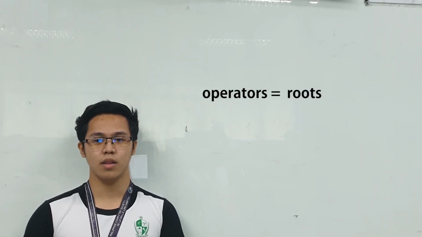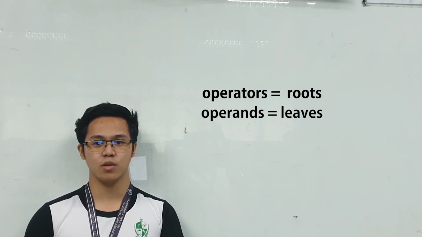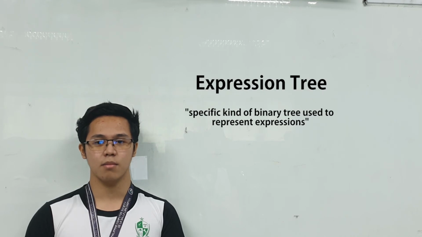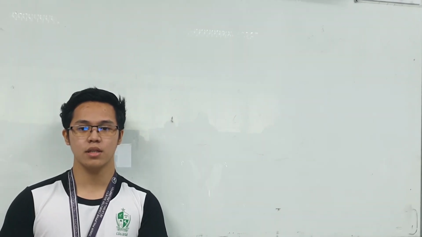The concept is similar to expression trees. The operators are the roots, while the operands are the leaves. Like in biology, roots can branch out while leaves cannot. A binary expression tree is a specific kind of binary tree used to represent expressions. Using the example from a while ago, here is how you can construct an expression tree.